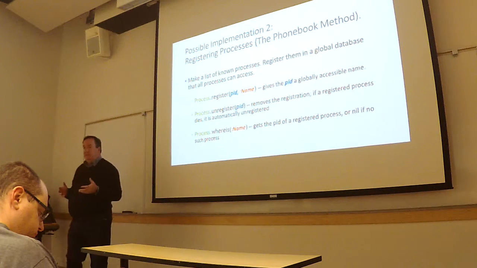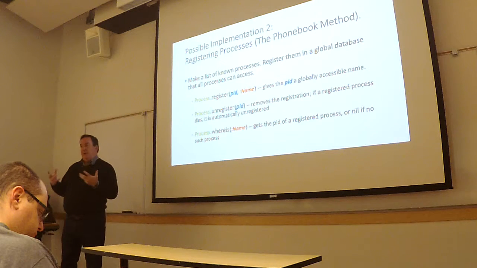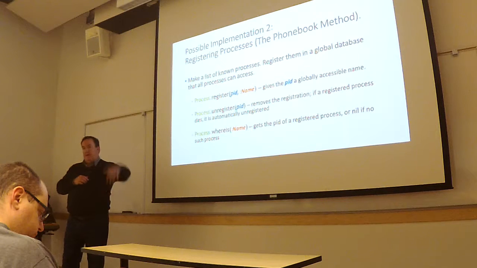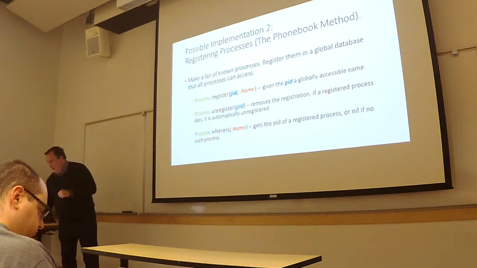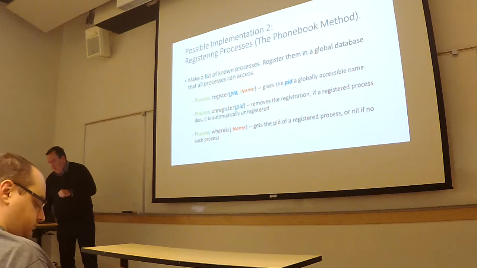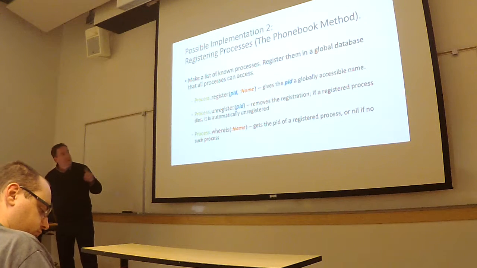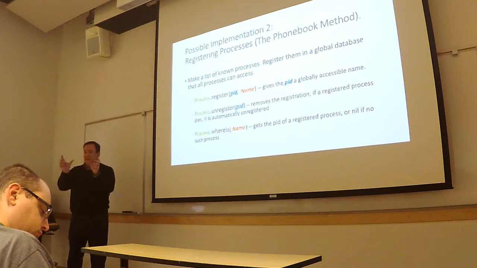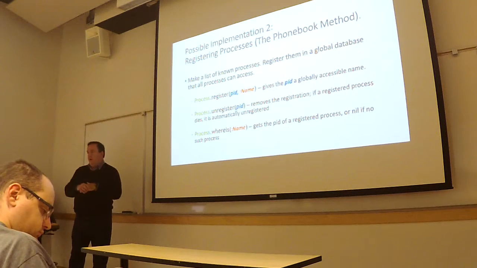So I can actually say, where is the optics shop? And even if the optics shop burns down and comes back up with a different process ID, when I later ask where is, I'll get the new current ID. Right, so let's look at that in the, sorry, before we do that. Questions on this? So we're just going to maintain a named process ID dictionary, a registry.